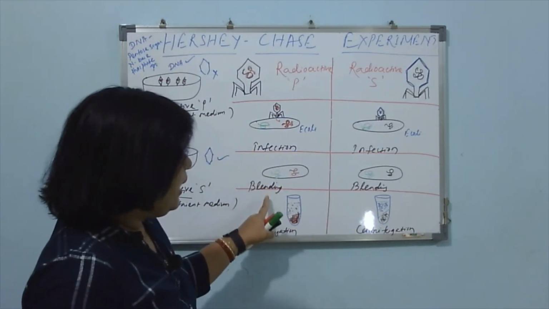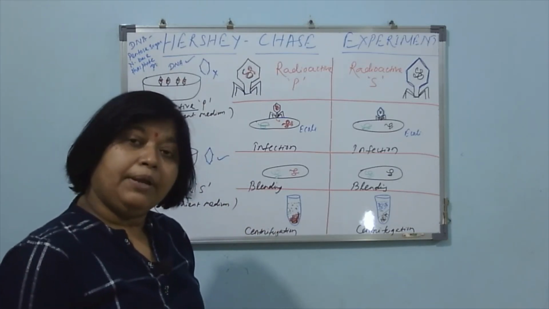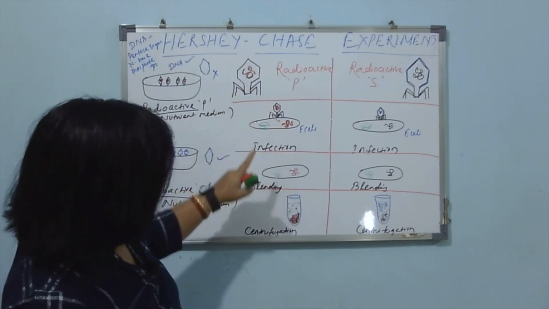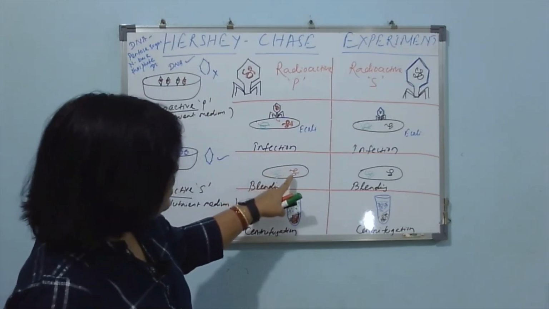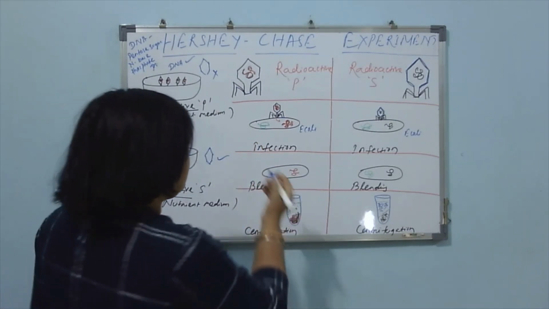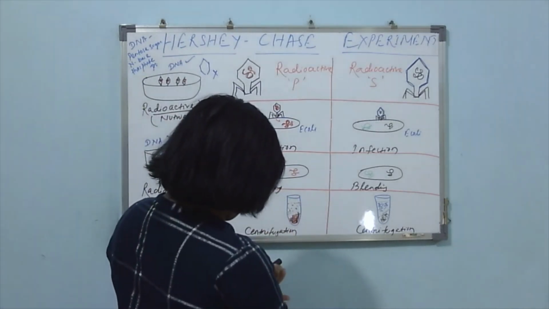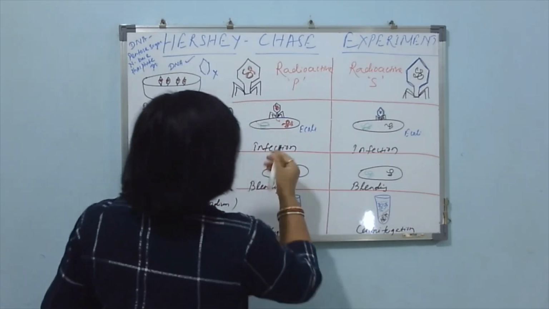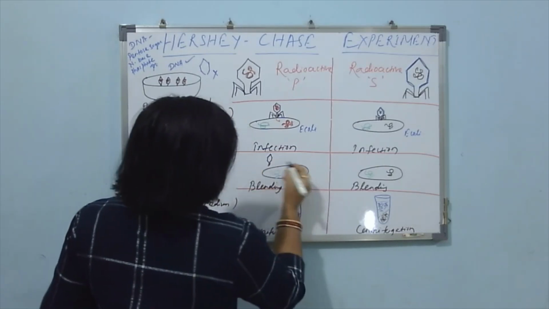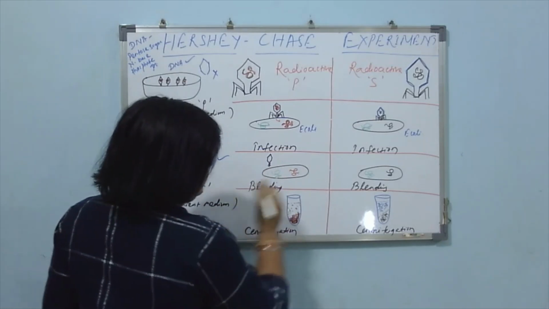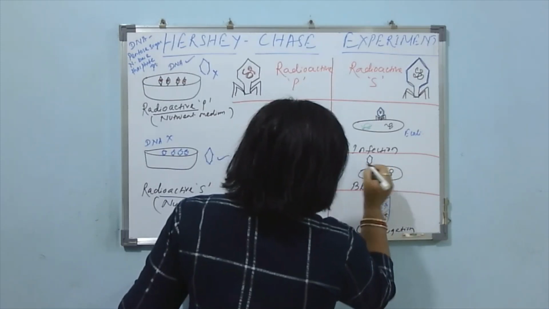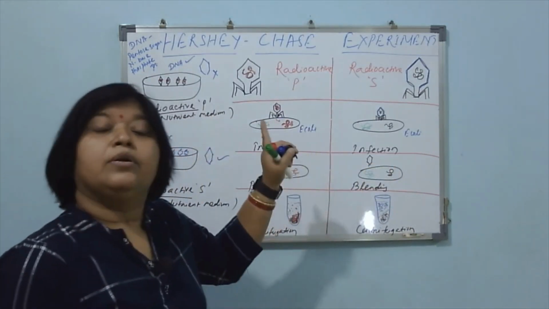They did the blending process. In the blending process, what will happen? They separate the bacteriophages from the surface of the E. coli body cell. So, they separate these bacteriophages from the surface of the bacterial cell. During the blending process, the bacteriophages got separated from the surface of the bacterial cell.